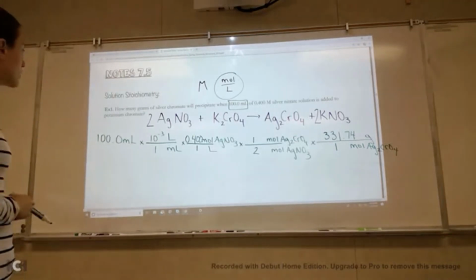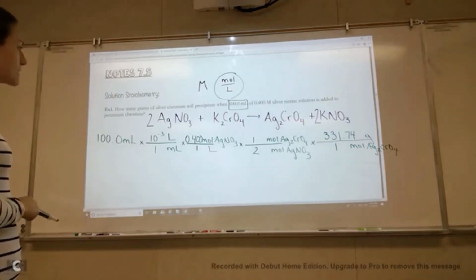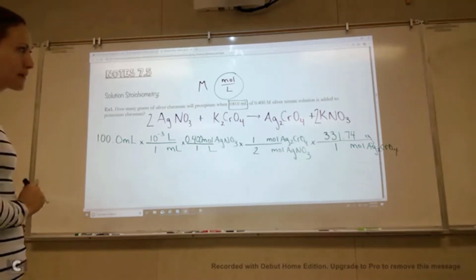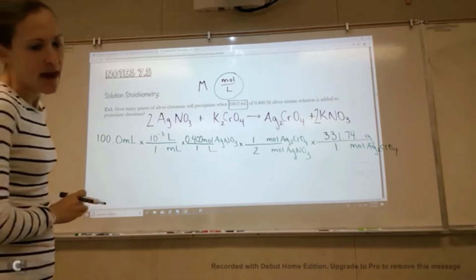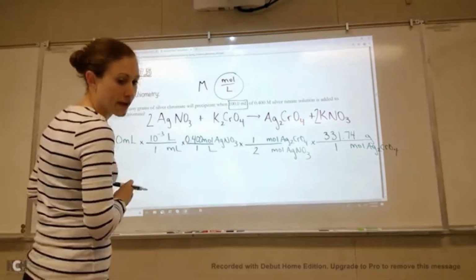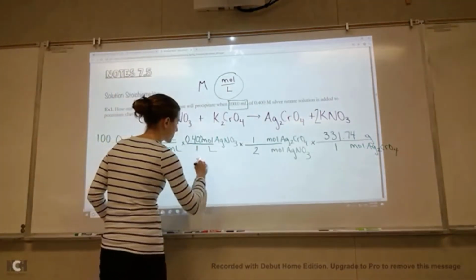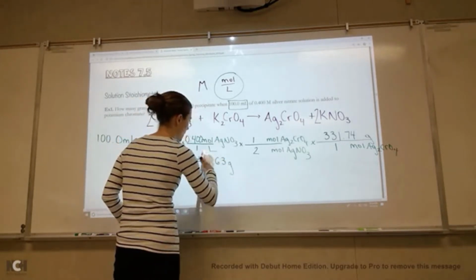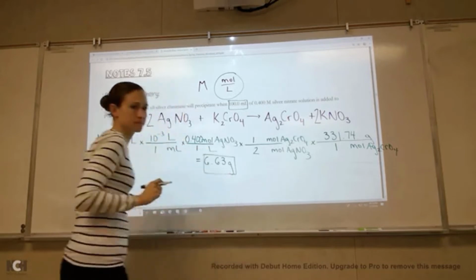All right, so now I need to take 100, multiply by 10 to the -3rd, multiply by 0.400, divide by 2, multiply by 331.74, and the final answer that I get for the grams, if I round to 3 significant figures, is 6.63 grams, and that is my final answer.